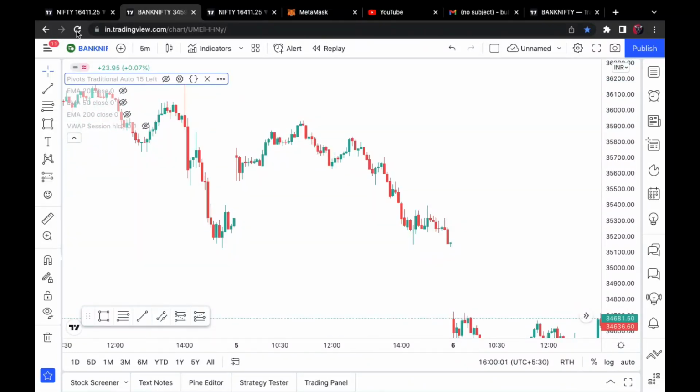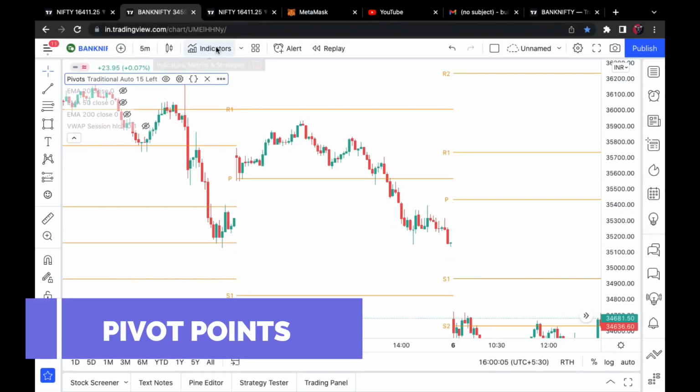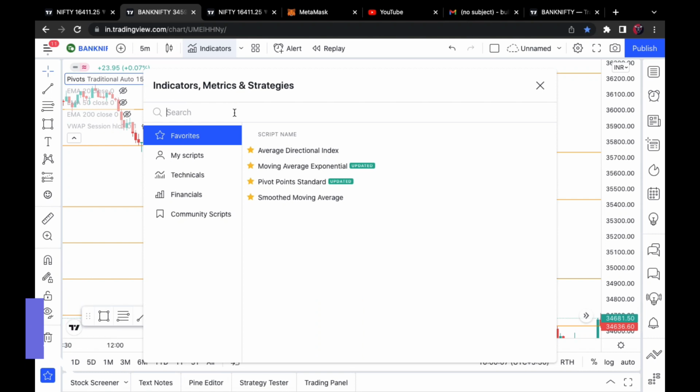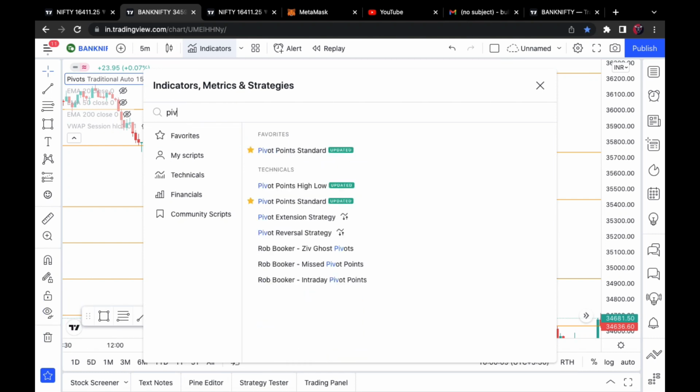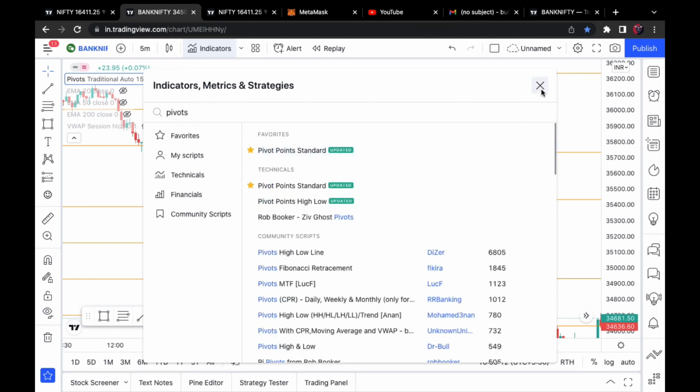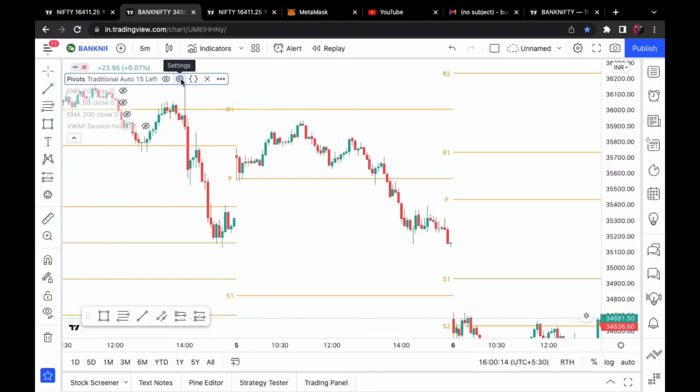The next indicator is the pivot points. When you come to the indicator section, you type pivots. This will come up as pivot point standard. When you click, it will be in the default settings.